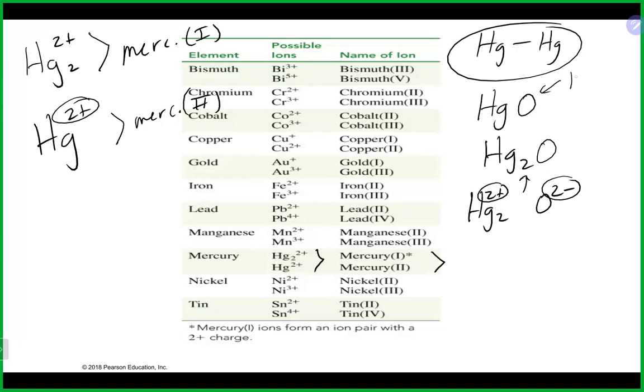This is Hg2+ and O2-. +2 and -2 gives you 0. No 2 on the bottom there, right? So that extra 2 on the bottom tends to still stick around, and that's how you can kind of identify that it's actually the mercury 1 versus the mercury 2. Questions on that there?